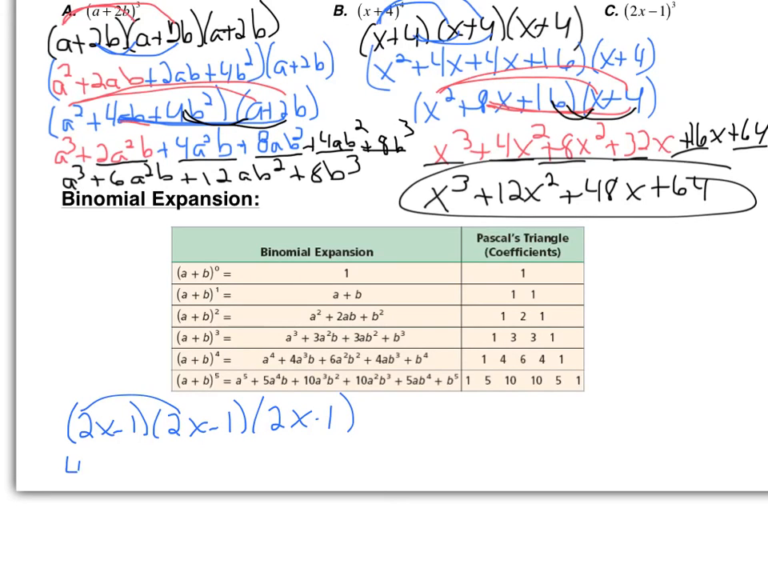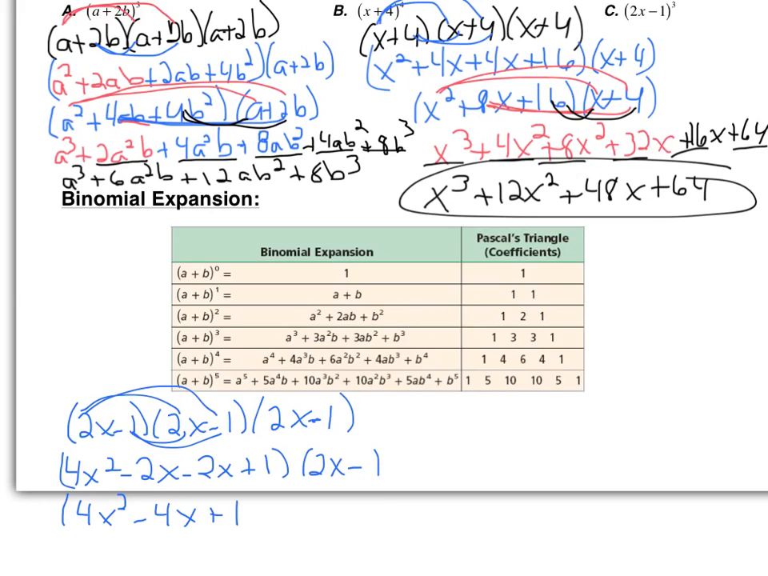So 2 times 2 is 4x squared. 2x times negative 1 is negative 2x. Negative 1 times 2x is negative 2x. And negative 1 times negative 1 is positive 1, times 2x minus 1. And then we're going to combine like terms, so we have 4x squared minus 4x plus 1 times 2x minus 1. And then we're going to multiply, so 4x squared times 2x is 8x cubed.